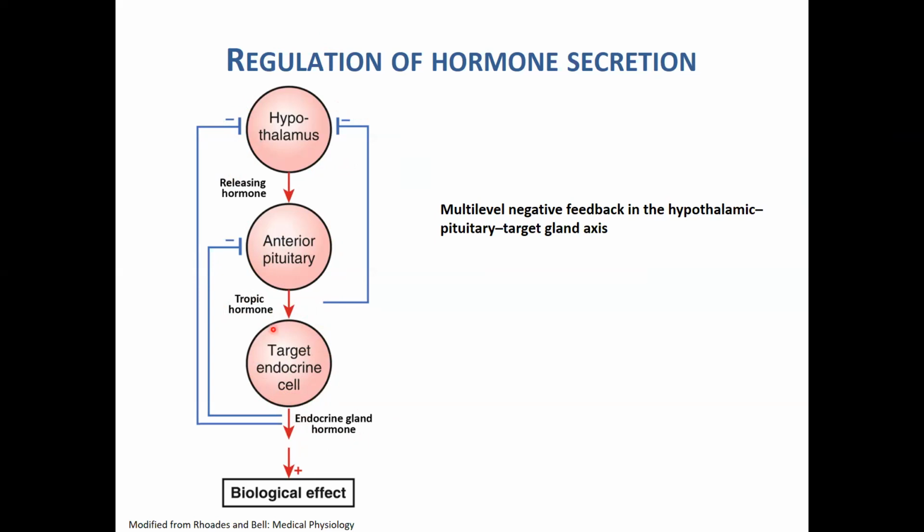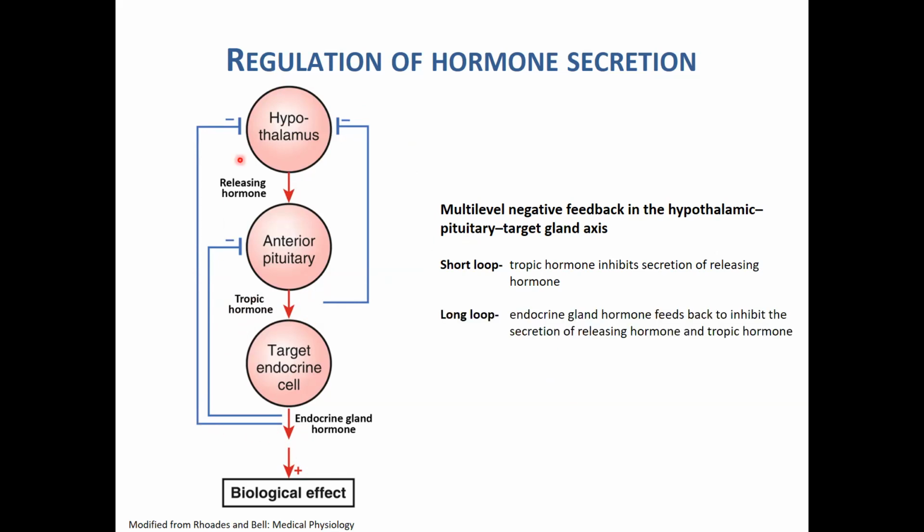Usually, it's going to either increase the proliferation of this particular endocrine cell, but also stimulate the production of an endocrine gland hormone. Now, there are many different feedback loops here. We have what's called a short feedback loop. This is when the tropic hormone feeds back and inhibits the release of the releasing hormone at the level of the hypothalamus. We also have what they call long loop feedbacks.